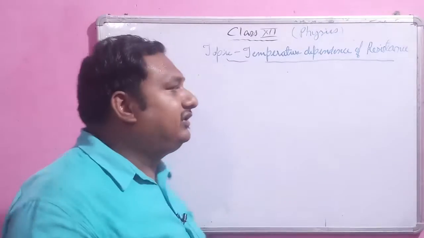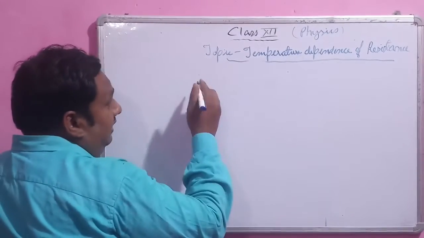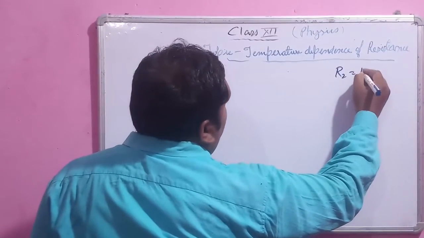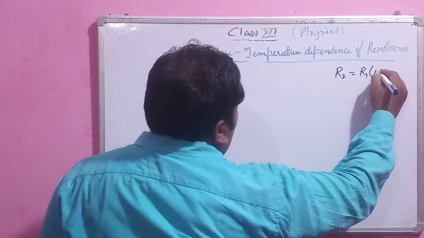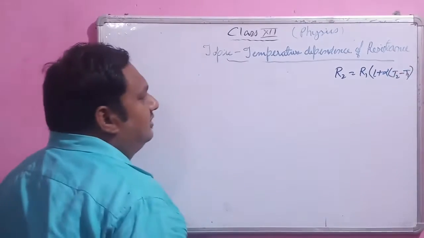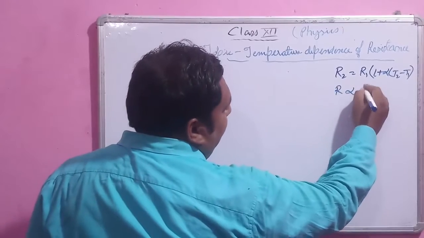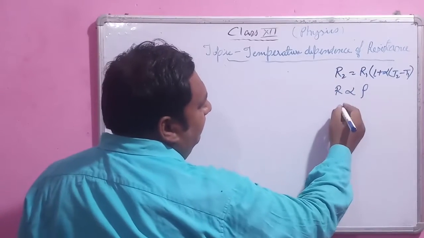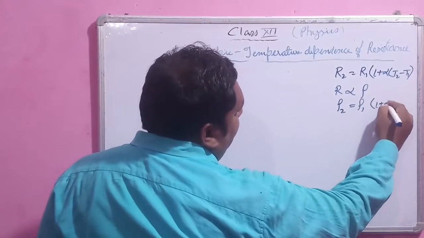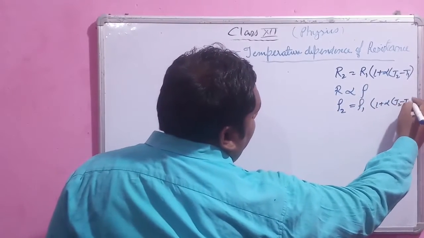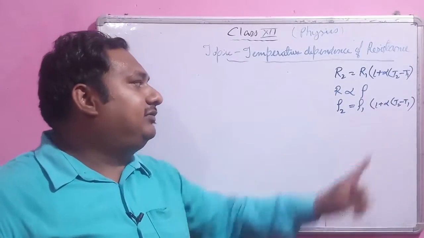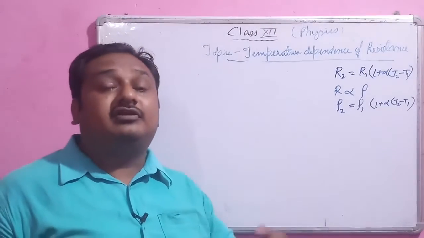And look student, one more thing I want to tell you. Our result is R2 equal to R1 into 1 plus alpha into T2 minus T1. Since resistance is proportional to the resistivity, in place of resistance we can also write resistivity: rho 2 is equal to rho 1 into 1 plus alpha into T2 minus T1. In this case, this alpha will be the temperature coefficient of resistivity.